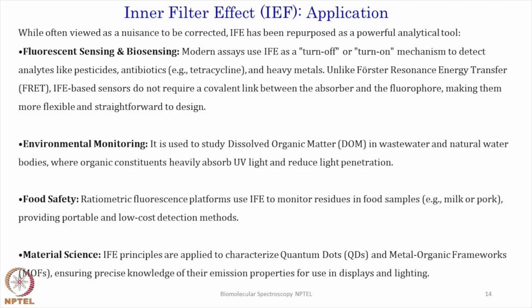Now, the inner filter effect assay can be used as a turn off and turn on mechanism for sensing. You can detect pesticides, antibiotics, heavy metals, right. So, here, as I was saying, a concentrated sample is there, and if the molecule is present it will turn off, if the molecule is not present it will not turn off. So, if the fluorescent signal is coming, you know that it is not there, or if a reduced signal is coming, it is there at low concentration. So, this kind of sensing one can use.